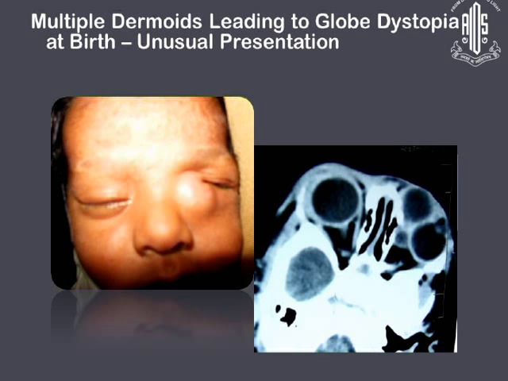This is a rare presentation in the sense that this was a child born with a dermoid. Dermoid generally you see around 1 year of age in children, and generally it is periorbital. This patient had double dermoid cysts, as you can see here.